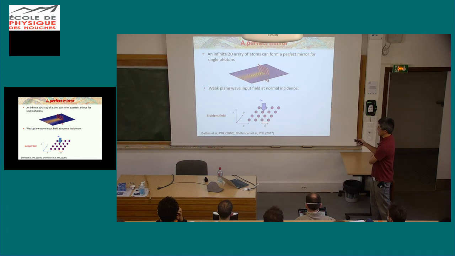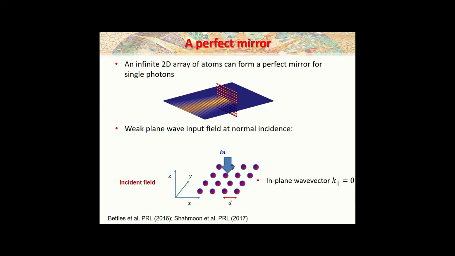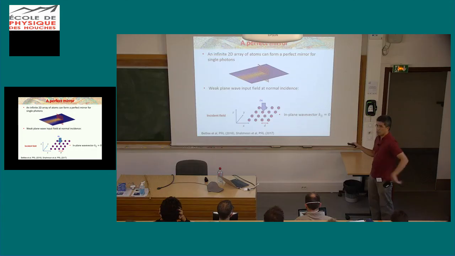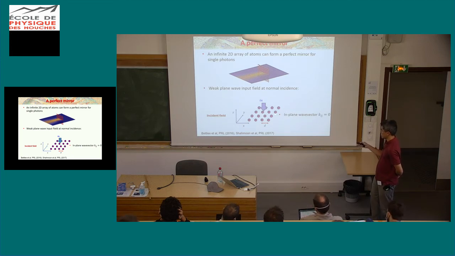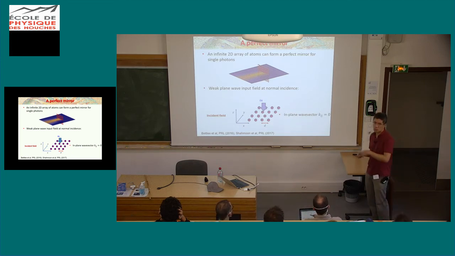The intuition goes something like this. Just for simplicity, I've now rotated the geometry. The atom array lives in the XY plane. And just for simplicity, the light that I send in at the beginning is going to be at normal incidence, so in the z direction. In general, my light is describable by a three-dimensional wave vector, which describes the direction of propagation. At normal incidence, the in-plane component of the wave vector is going to be zero. That just says it's perpendicular to the plane.